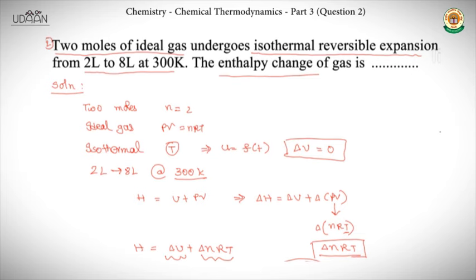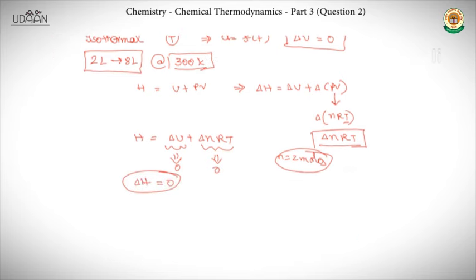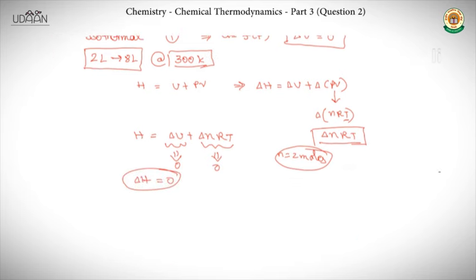Exactly. See, one thing here is that they gave information about volume expansion, 2 liters to 8 liters, and they gave temperature at 300 Kelvin. Are we using it here? No, nowhere. So these are all extra information they gave us to confuse us. So don't get confused by the extra information. Use whatever information is needed for you. Do not forget the basics. Let's move on to the next question.